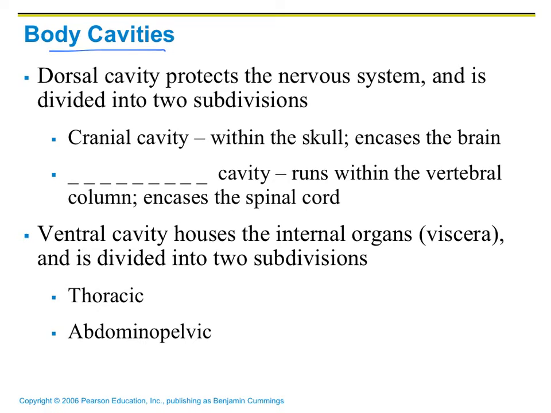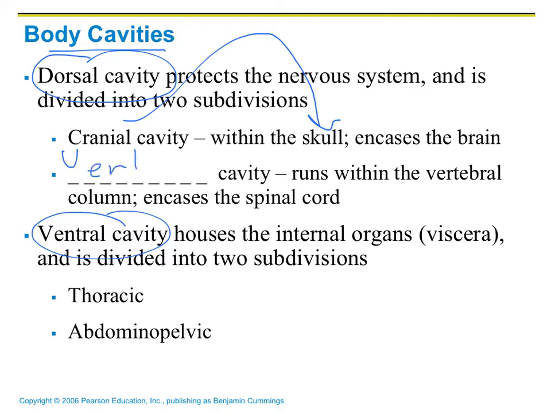You have two principal body cavities, the dorsal cavity and the ventral cavity. Again, one lying towards the posterior, one lying towards the anterior. The dorsal cavity is further subdivided into the cranial cavity, which contains the skull and the brain within that, and the vertebral cavity houses the vertebra, and within that, the spinal cord.